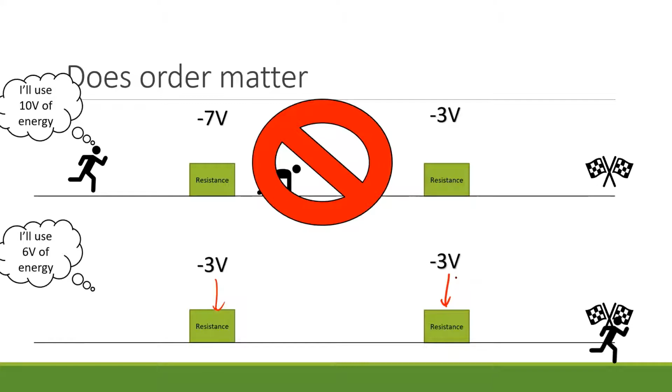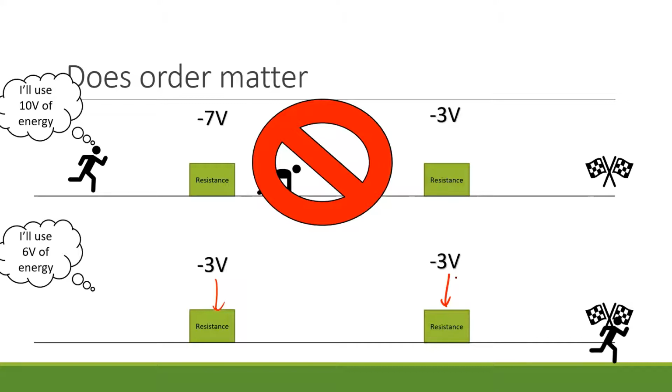And that's because, again, electrons are lazy. They want to spend as little energy as possible to get to the other side of the circuit. So therefore, if they can get away with spending 3 volts, then that's exactly what they'll do. And if they had less than 3 volts, let's just say this runner only had 5 volts, well then maybe they might not be able to complete the circuit because the resistance is just too high. And that can happen sometimes.